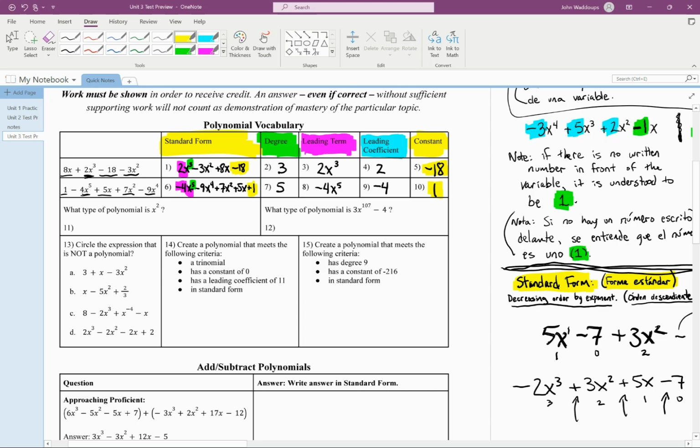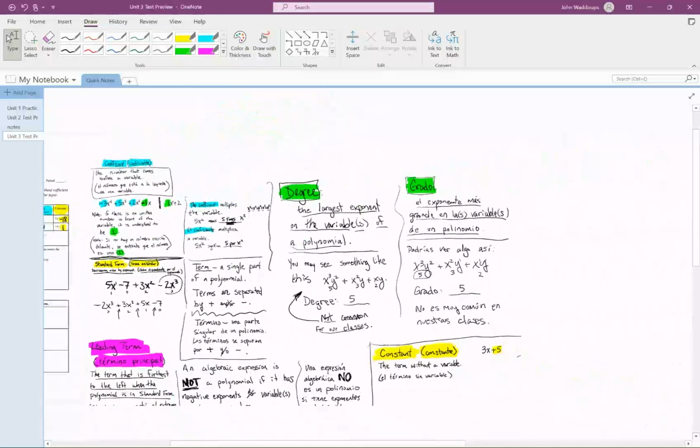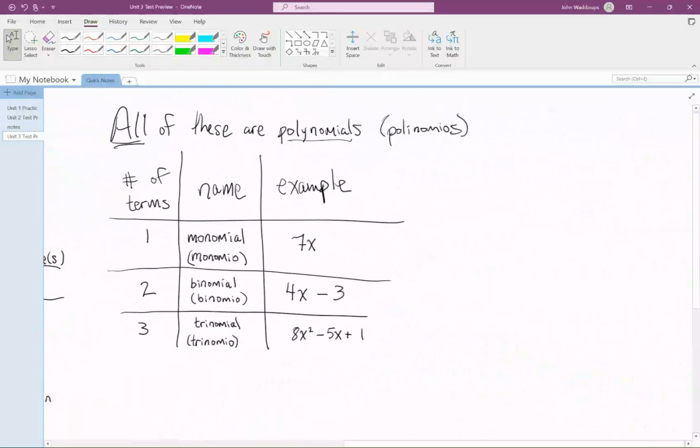All right, what type of polynomial is x squared? So when we're talking about the type of polynomial, we're usually talking about this right here. All of these are polynomials. Todos estos son polinomios. If you have a polynomial with one term, that is called a monomial, or in Spanish, monomio. An example might be just like 7x. There's just one term. It would still be one term even if I had 15xyz. So long as everything in there is being multiplied, that's still just one term.